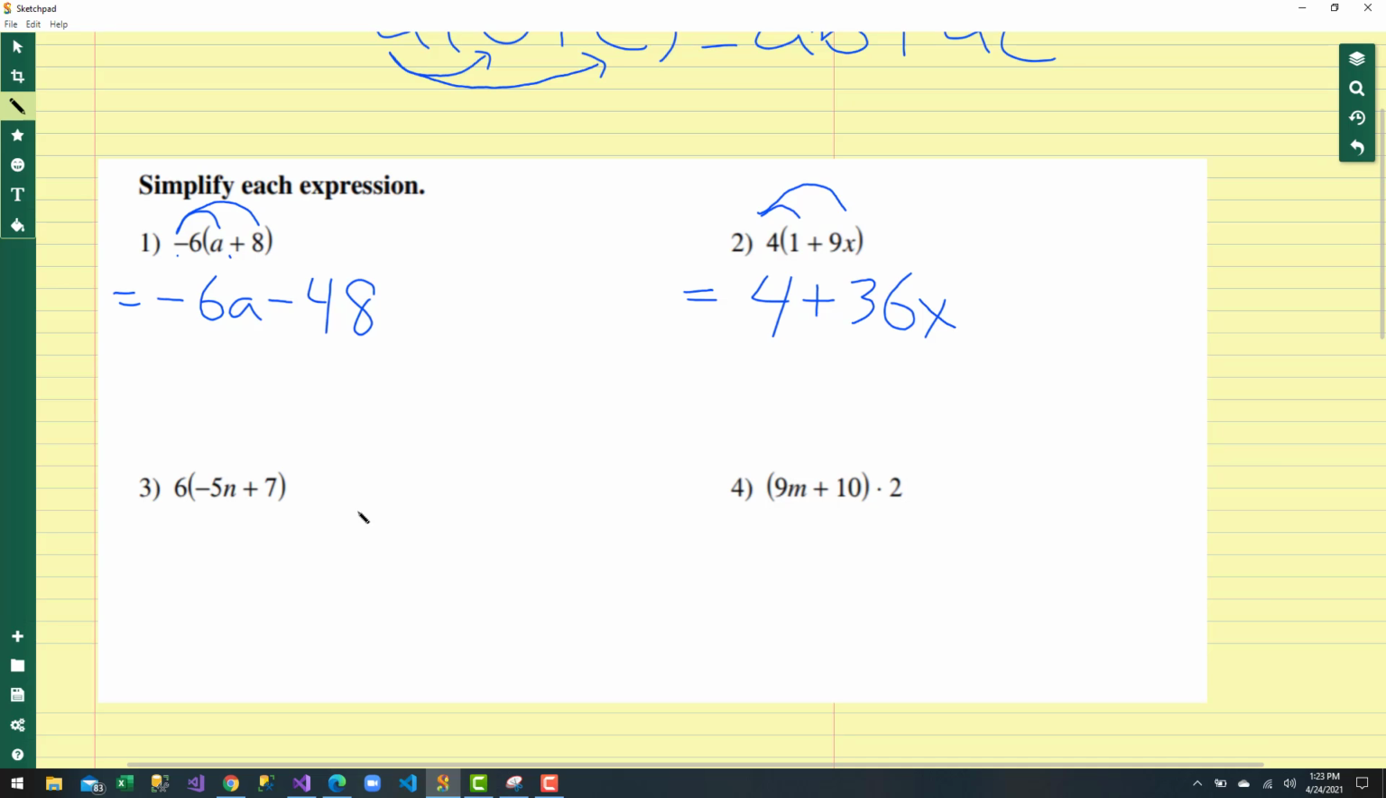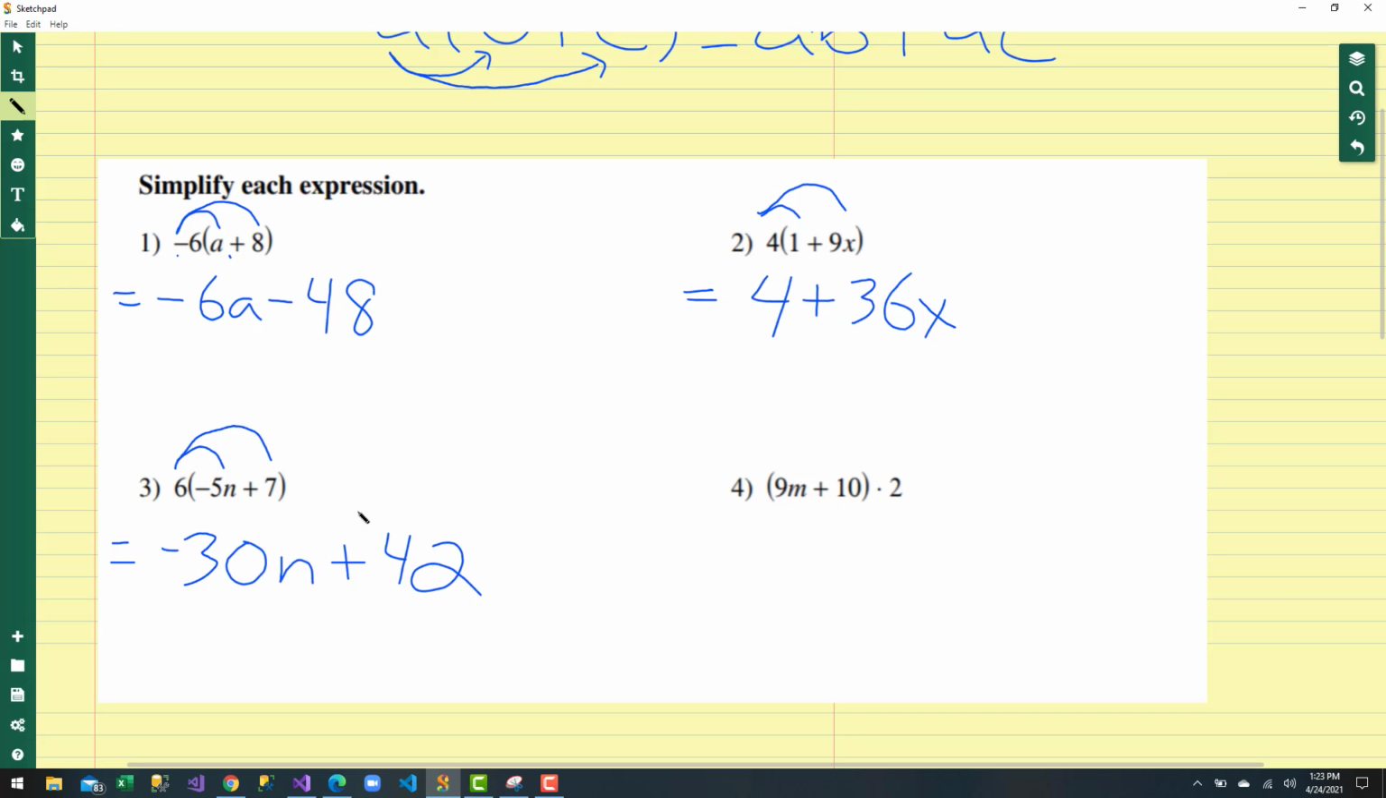Let's move on to number 3 here. We have a positive 6 times a negative 5n, and then we distribute the 6 to the 7. So positive 6 times negative 5 is negative 30, and then we copy the n, the variable. Next we have a positive 6 and a positive 7. Multiplying positive and positive, I know that's a positive, and 6 times 7 is 42. So the answer is negative 30n plus 42.